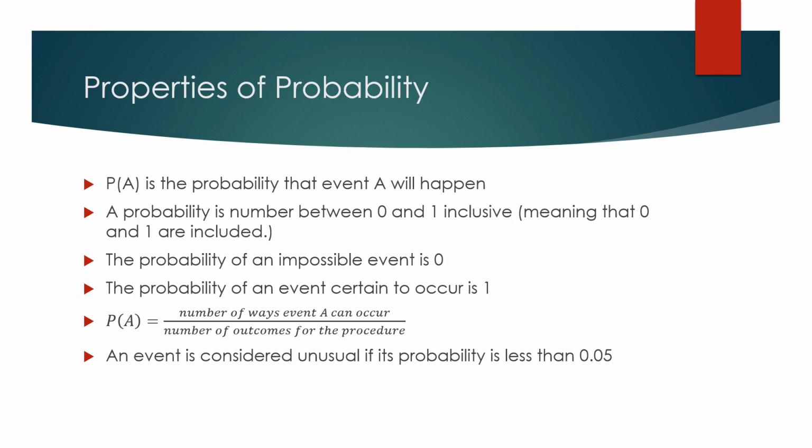An event is considered unusual if its probability is less than 0.05. And we will find that this should bear some similarities to our range rule of thumb, as well as link up with the empirical rule from Unit 1.